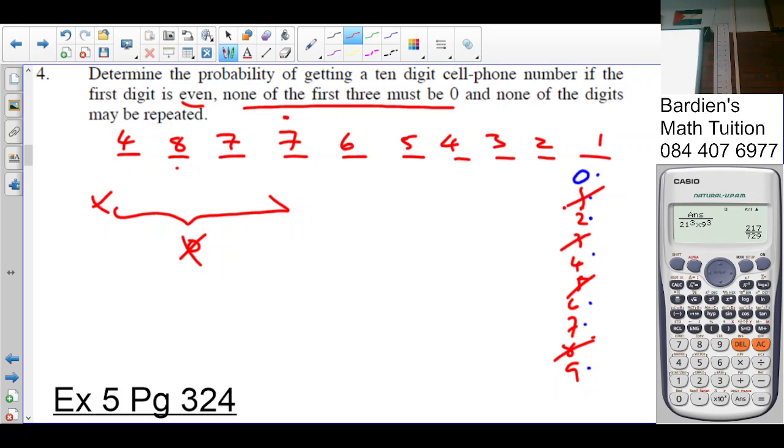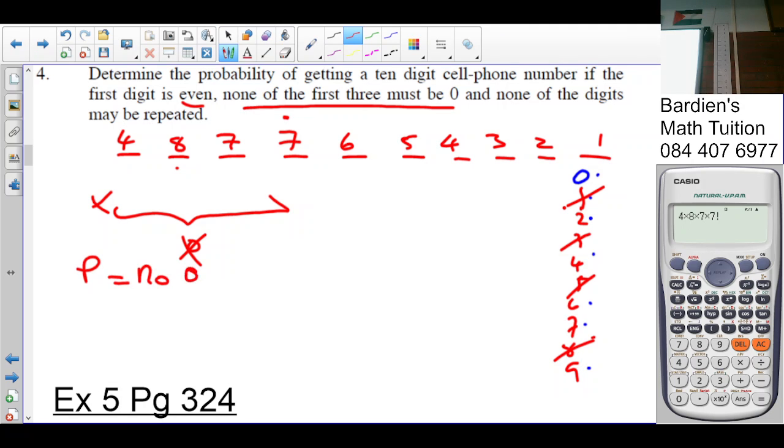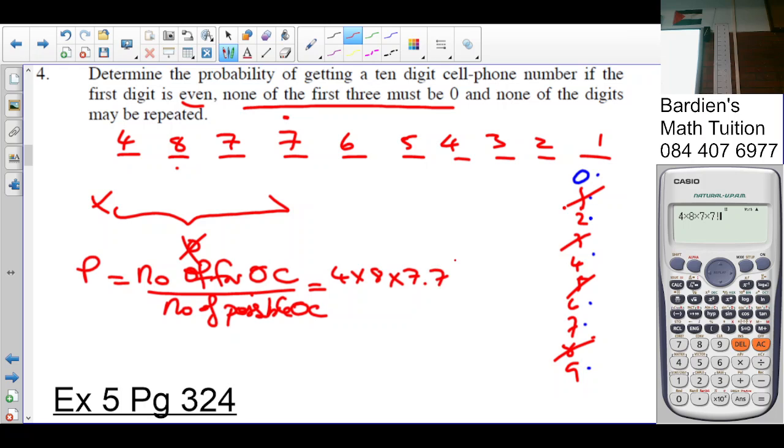You see that, people? So that's going to be 4 times 8 times 7 times 7 factorial. You all agree with that? Because that's 7, 6, 5, 4, 3, 2, 1. Okay, so the question was for the probability. So it's the number of favorable outcomes over the number of possible outcomes. So the number of favorable outcomes is 4 times 8 times 7 times 7 factorial over the number of possible outcomes.